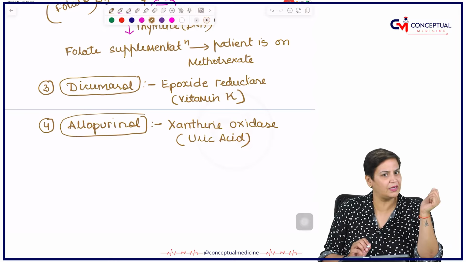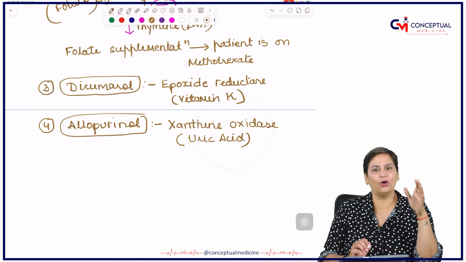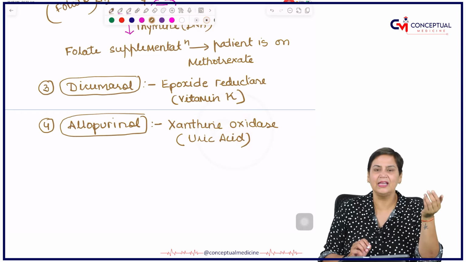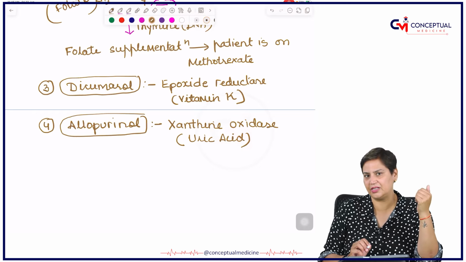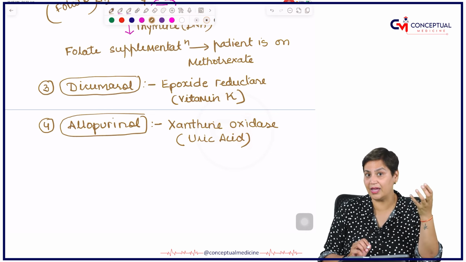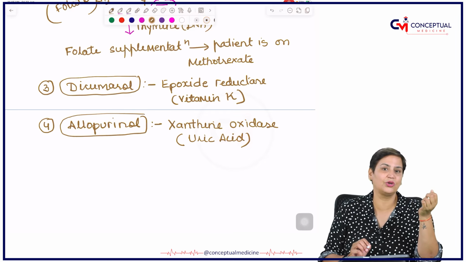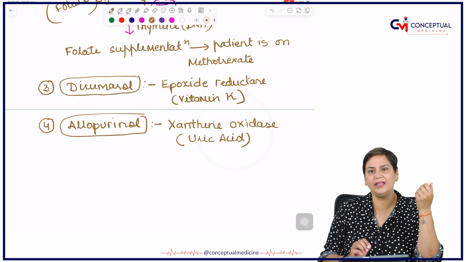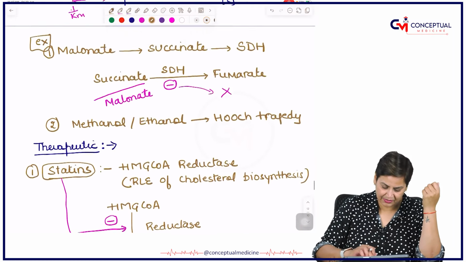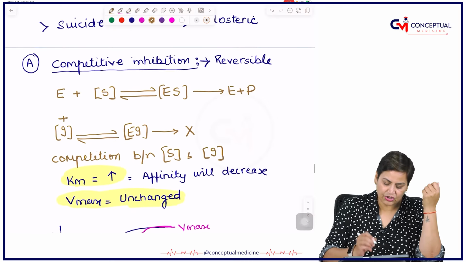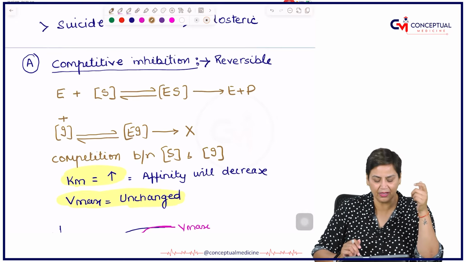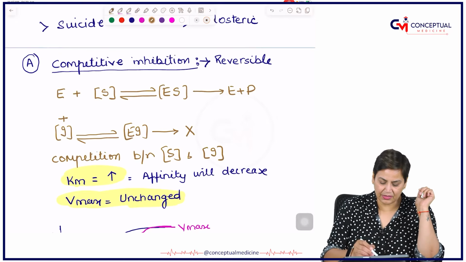Okay, so these are the very, very important examples, and the most important point which we have to remember in competitive inhibition is that Km will always increase because the affinity of the enzyme with the substrate will decrease, but Vmax will be unchanged. And competitive inhibition is strictly reversible. Why? Because if we increase the concentration of the substrate, it won't let the inhibitor bind with it. So, if you look at this, this is the equation. If the concentration of substrate increases, the inhibitor will no longer be able to bind with the enzyme. That is why it becomes reversible.